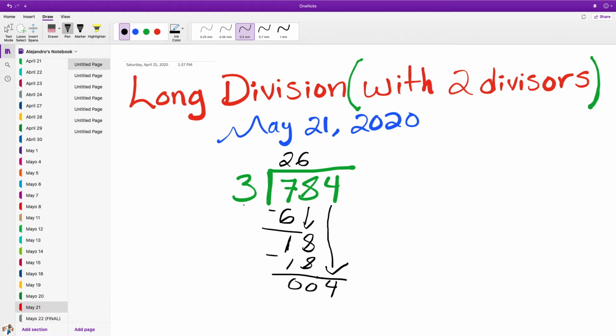And then we repeat the process again. How many times does the 3 go into 4? That's only one time. 3 times 1 is 3. We put it right here. And we do the last subtraction. 4 minus 3 is 1. Okay, guys. So we know how to do this, right? We are experts on this.